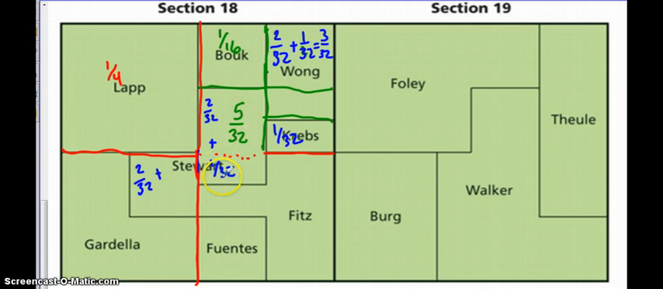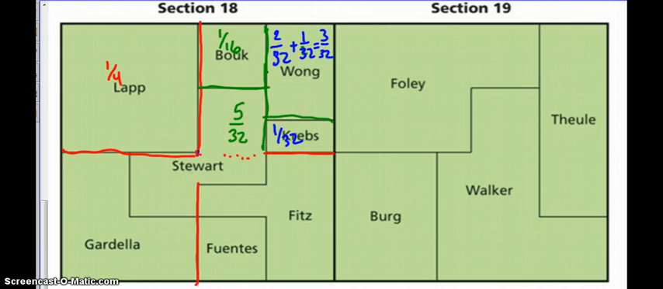5/32 for Stewart. Okay, so I'm going to clean this up a little bit and get rid of these smaller fractions here. But notice how I'm making everything equivalent. Okay, and so we'll get rid of this little line here so that we can see Wong's entire piece. And we'll get rid of this line here so we can see Stewart's entire piece.